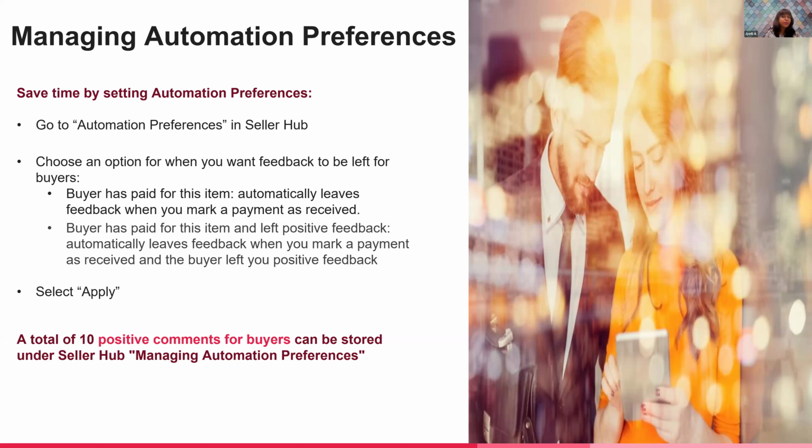So simply click on Automate Feedback, and you would be directed to the page where you can choose to leave a feedback automatically for your buyer either when the buyer has paid or when the buyer has paid and left you a positive feedback. And plus, you can add around 10 comments, of course, positive comments, so that the system can automatically pick up any comment when the system is leaving feedback for your buyers. So, if you've not yet automated feedback in your eBay account, please do it right away.